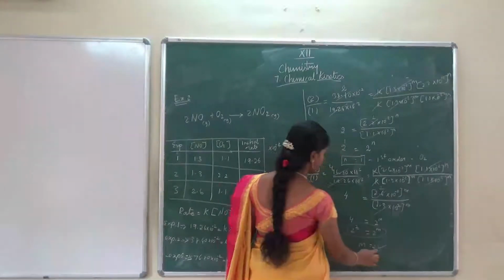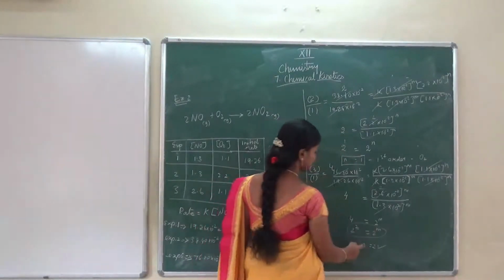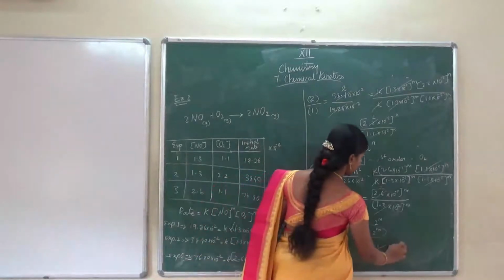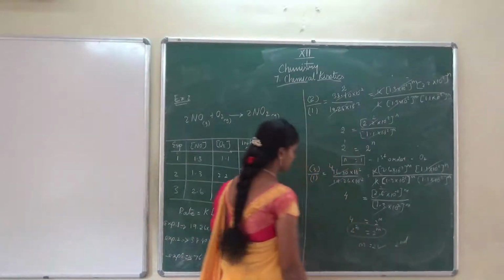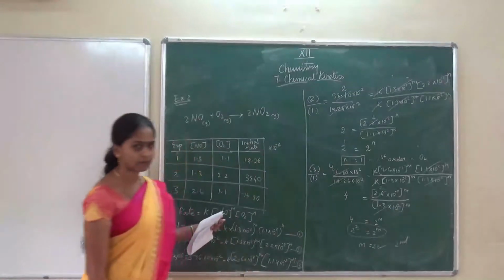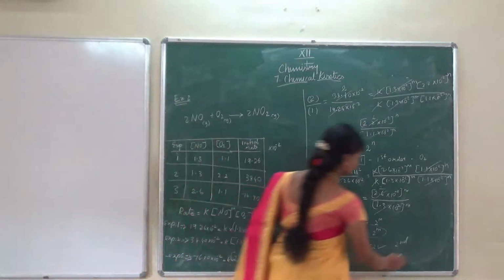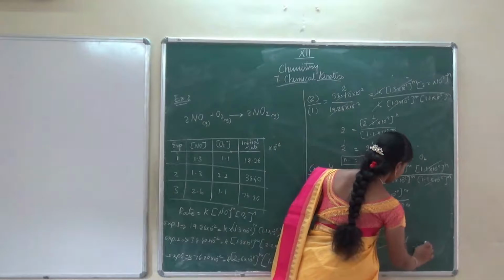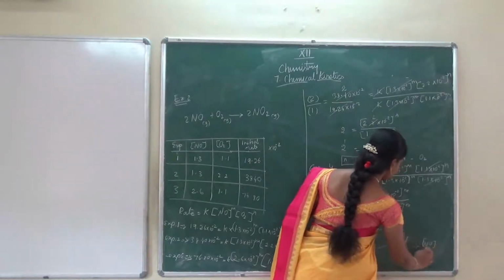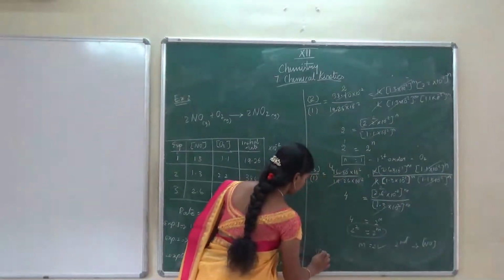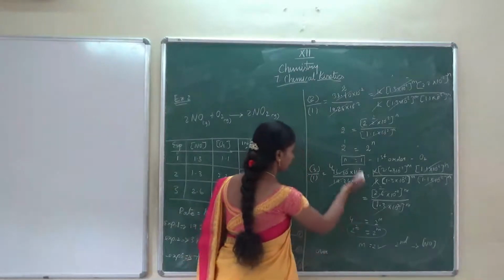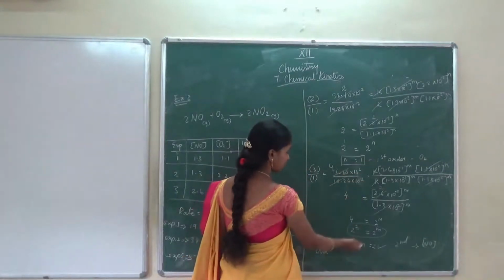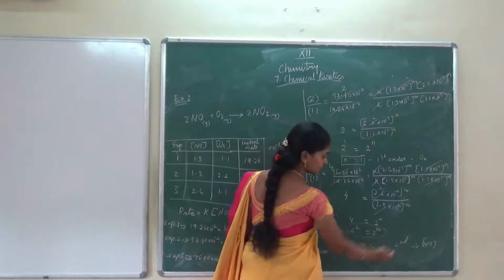So this reaction follows second order with respect to the concentration of NO. Now the overall order: according to oxygen it is first order, and according to nitrogen monoxide it is second order.